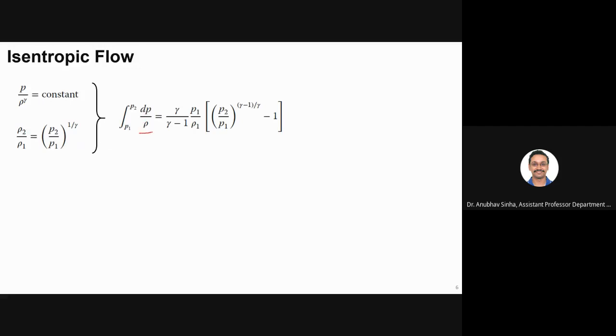Moving on. For isentropic flow, we have seen that P divided by rho to the power gamma is equal to constant. Or I can take the ratio and write it for rho 2 and rho 1, P1, P2. If I substitute this in the Bernoulli equation, let us try to figure out dp by rho. I can write it in terms of gamma and in terms of P and rho. Basically, I am using this and integrating this.